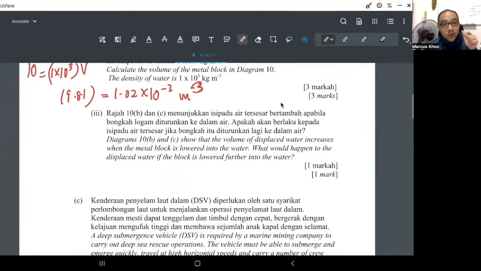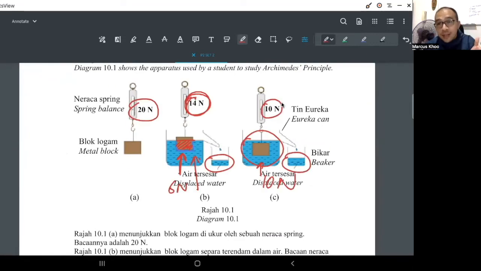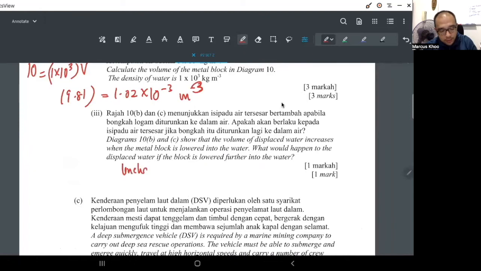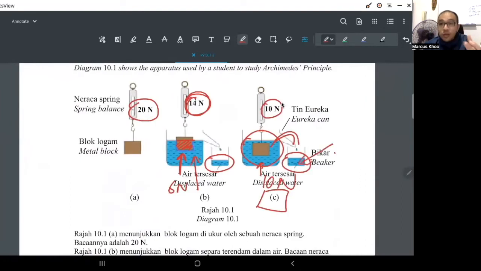Now, this one, if we go by our logic, whenever you go to the bathroom, you put your hand inside and you always see the water go up, right? But we need to remember, the block is already inside the water. The entire block in diagram C is already inside the water. So even if you push it inside some more, you won't get more water coming out, because the whole thing is inside already. So what will happen is it will be unchanged. The displaced water will remain unchanged.